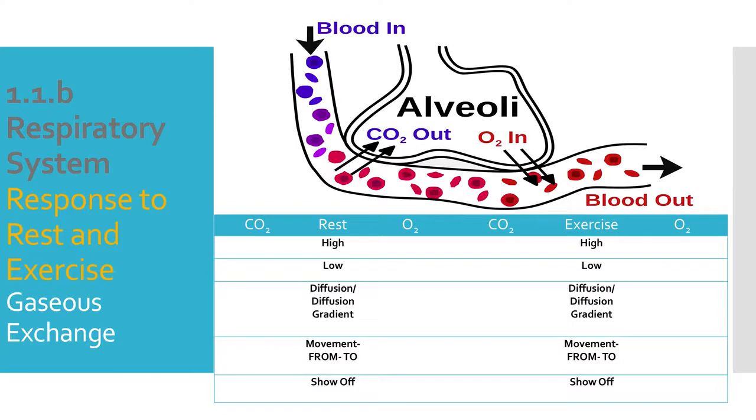Remember, revision is always about testing yourself, not just rereading and rewriting again and again and again. Test yourself. Do I know it? Yes. Move on. Okay. So I'll go back for that. So CO2 is high in the capillaries because it's a waste product of aerobic respiration. It is low inside the alveoli. Diffusion is the movement of gases from an area of high pressure to an area of low pressure. So the CO2 will move down the diffusion gradient from the capillaries into the alveoli.